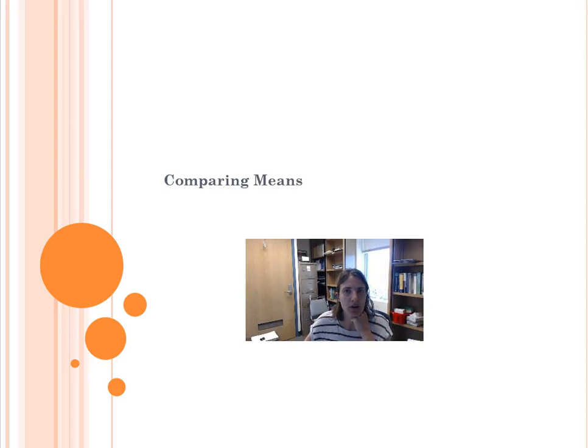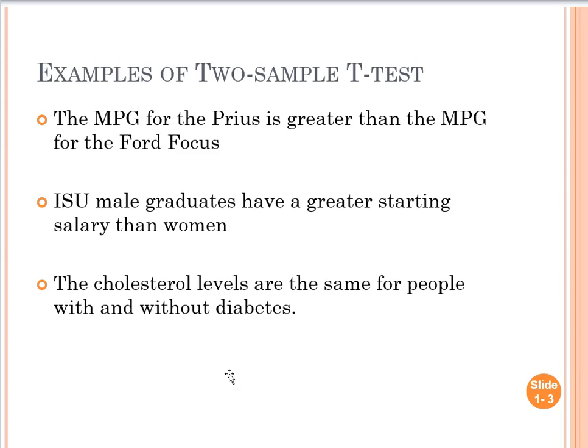In this video, we're going to go over a test of comparing two different means. To give you an example of what I mean, here are three different claims that we could test using a two-sample t-test. For example, this second claim says that ISU male graduates have a greater starting salary than their ISU female counterparts. We could test that by sampling, say, 100 ISU male graduates, asking them what their starting salary is, and then comparing that to a sample of women's starting salaries.